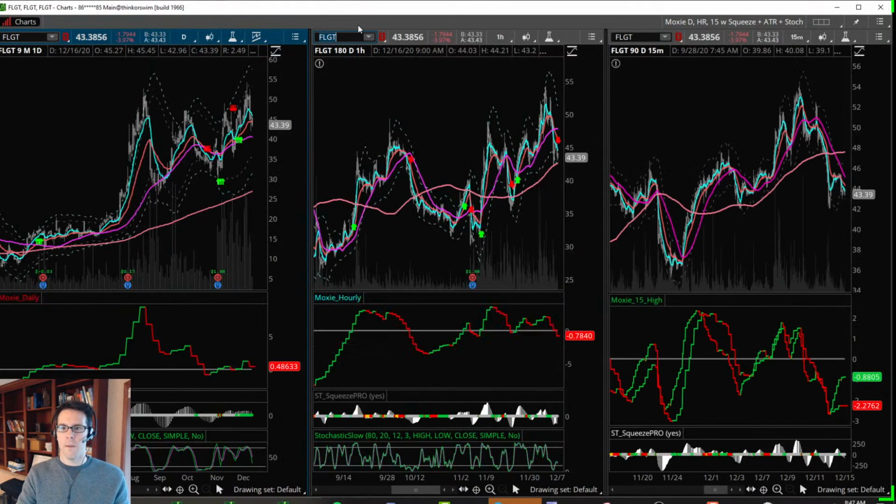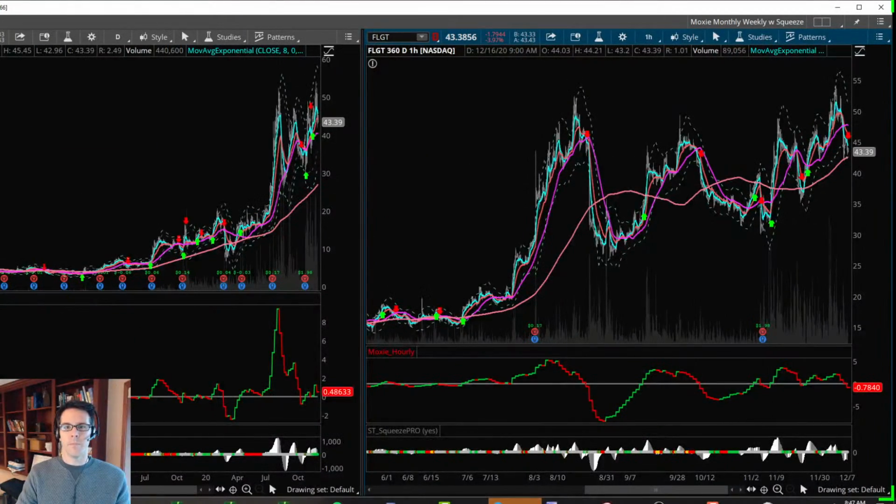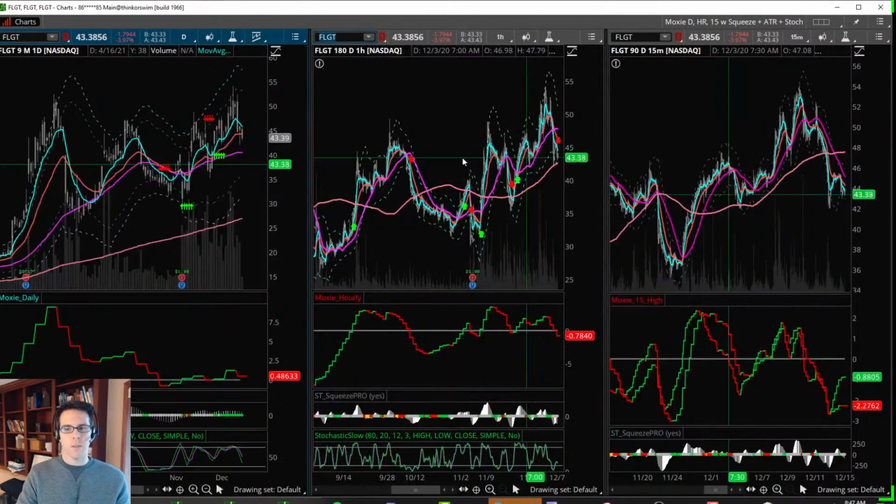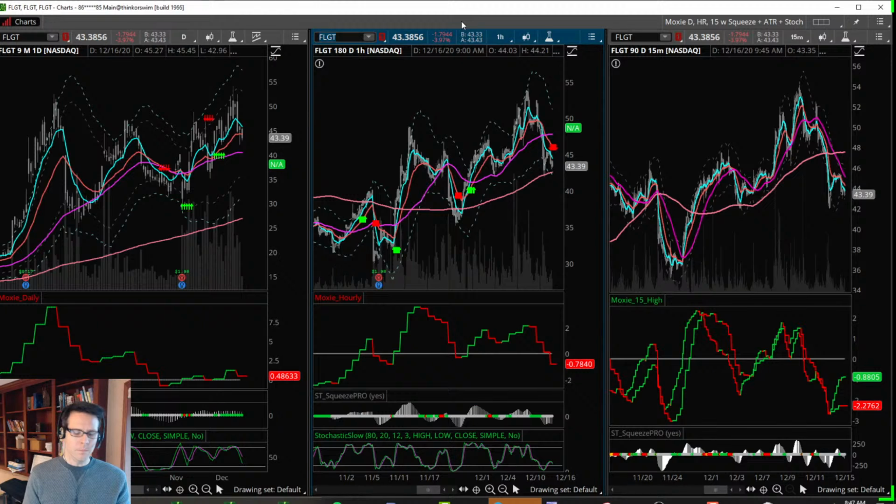FLGT. Let's see what's going on with this one. Okay, it's got decent volume. It's a little bit choppy of a stock. Not exactly something I'd want to trade because it is just so choppy. It doesn't seem to care about any kind of moving averages.